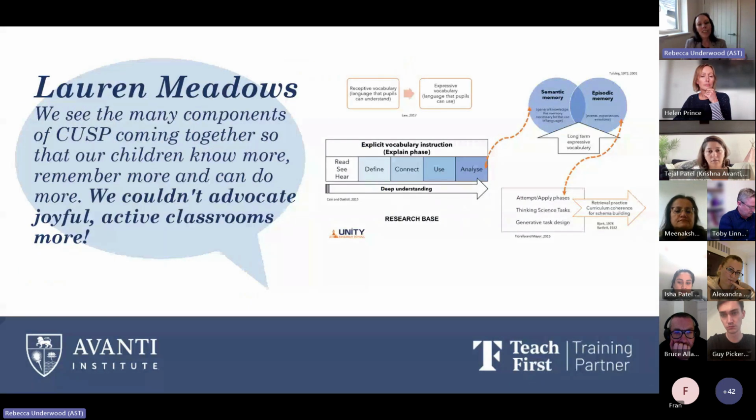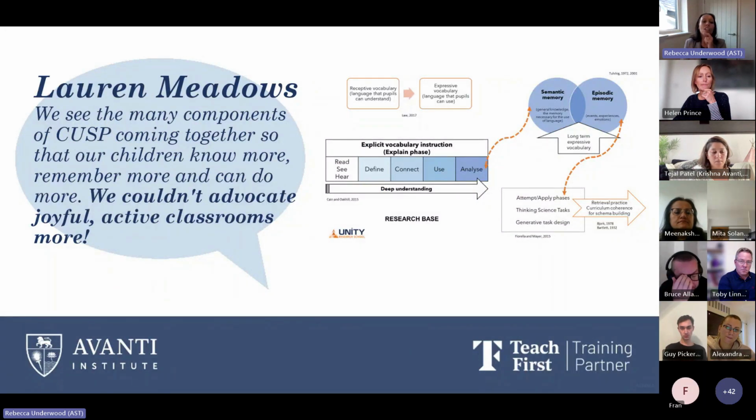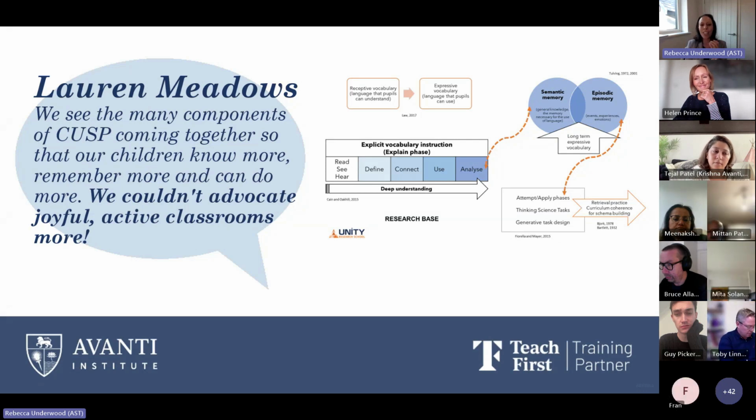And then I love it, this whole bit linked to research, but that last phrase, we couldn't advocate joyful, active classrooms more. And so it's from the horse's mouth, shall we say, but there we go, it's in writing that they want us to be creative. They don't want to put a block on anything to do with creativity in the classroom, which is music, I hope, to your ears and also to mine.